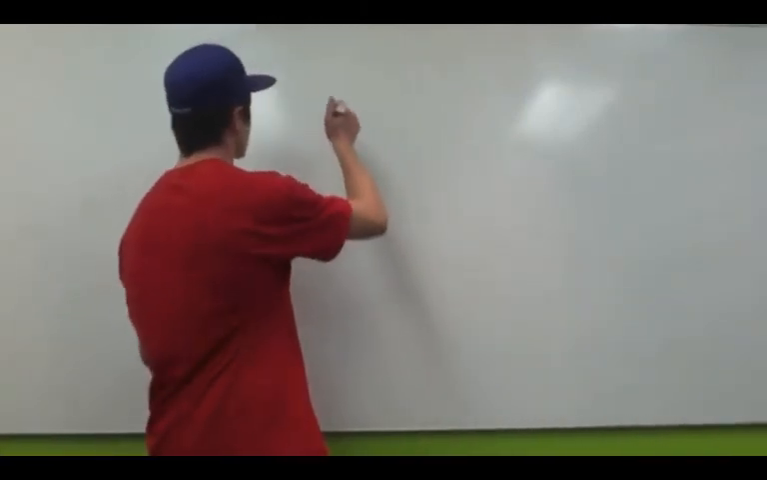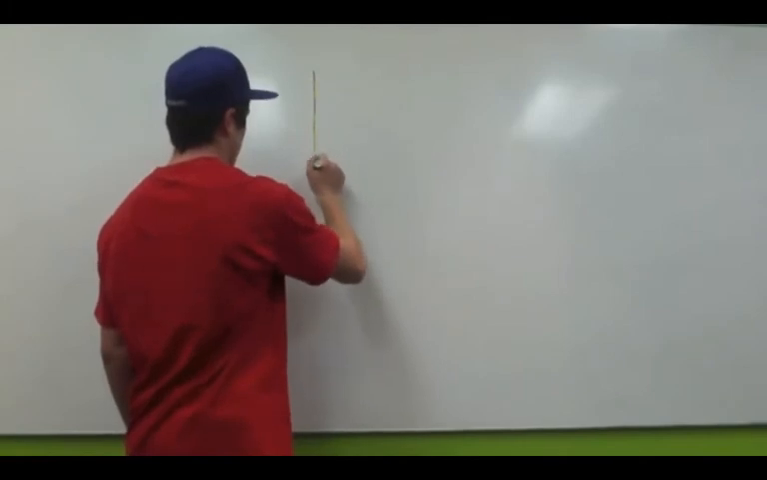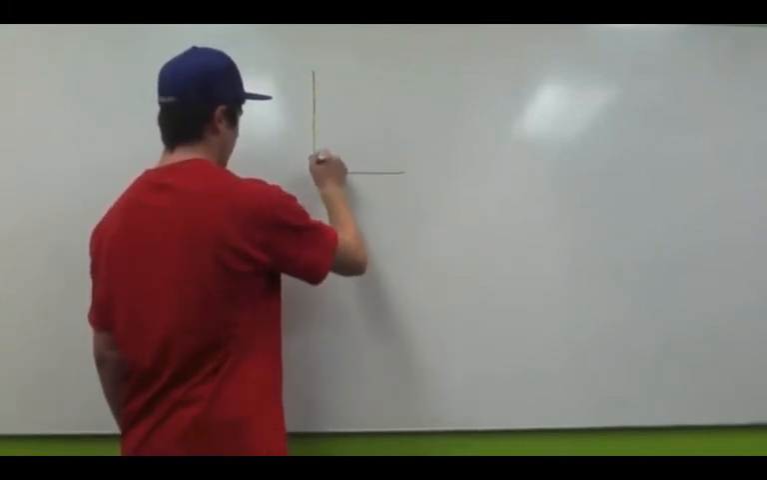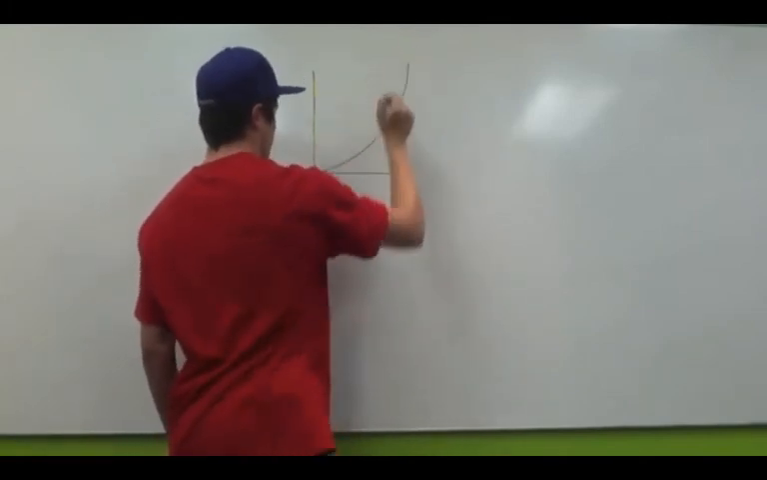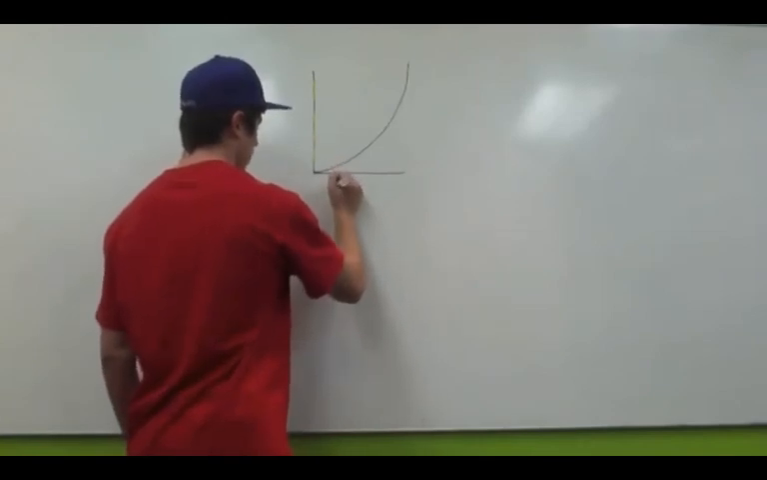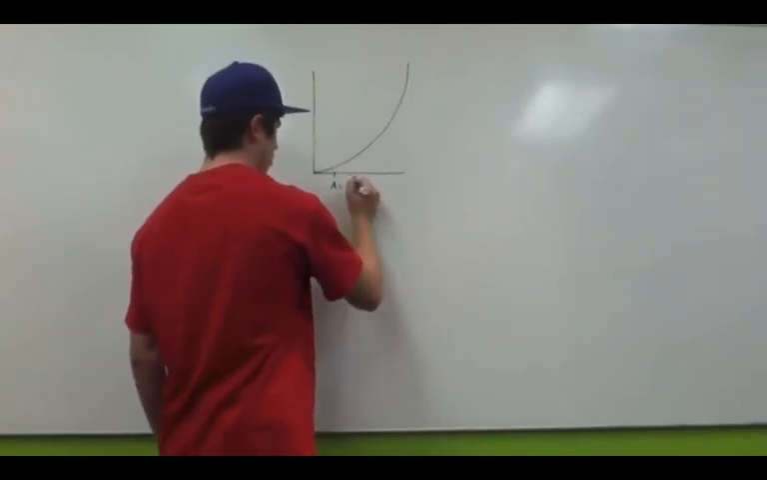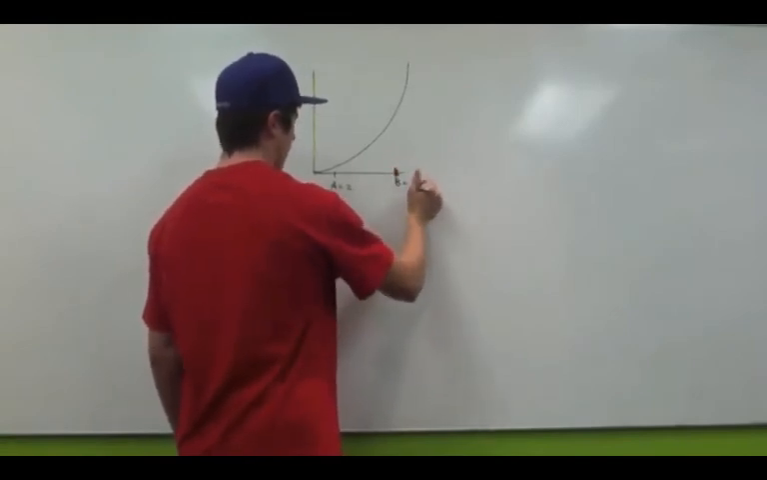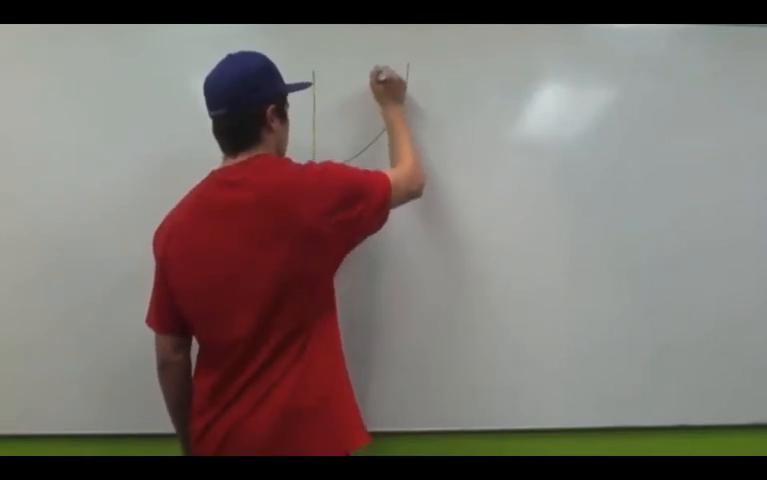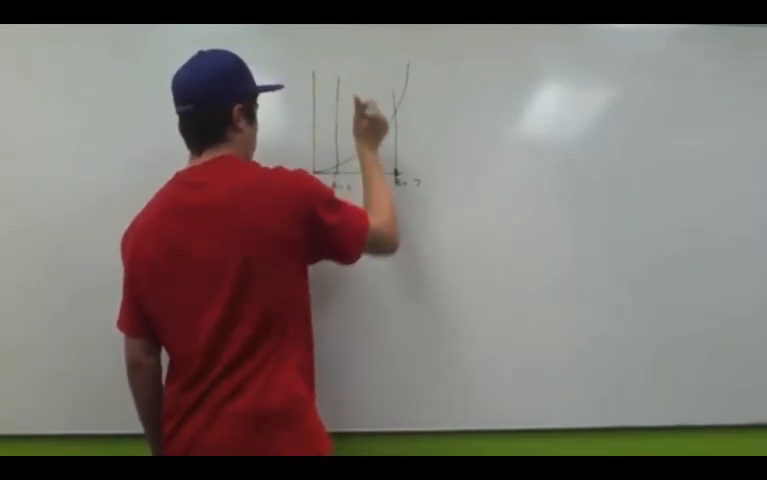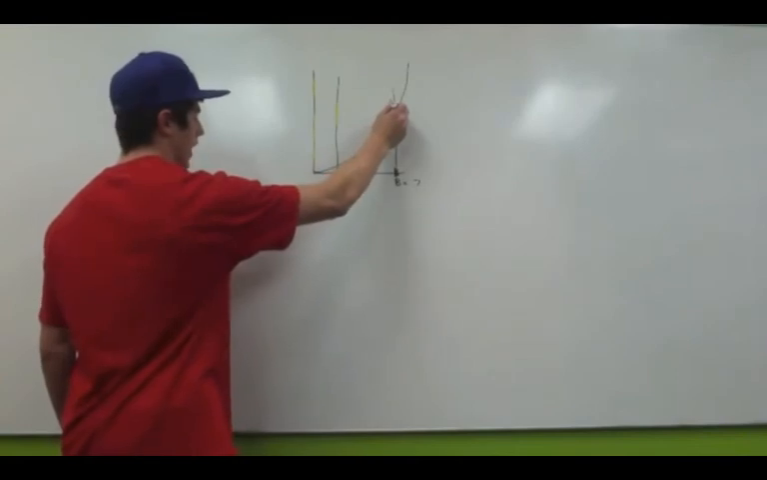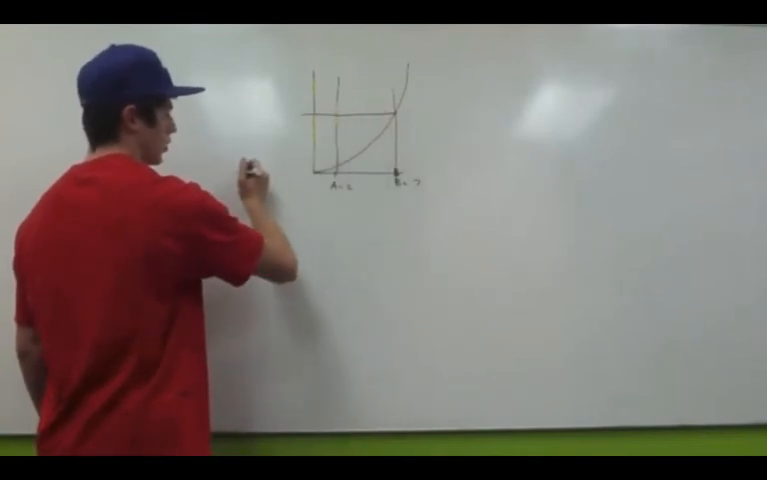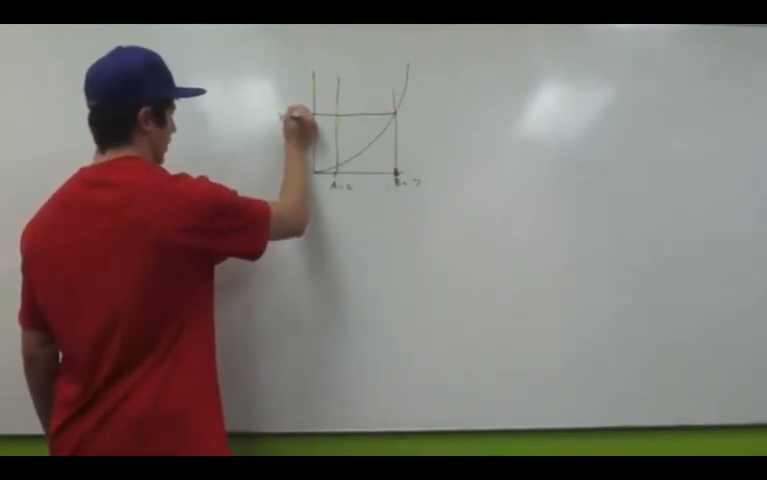Okay, we're going to do one more example just to be sure. So I've got my graph here, and if we just have a random function, it goes up like that. We have our a value here, which is 2, and our b value here, which is 7. And we're going to have a maximum y value there, which is going to be 10.